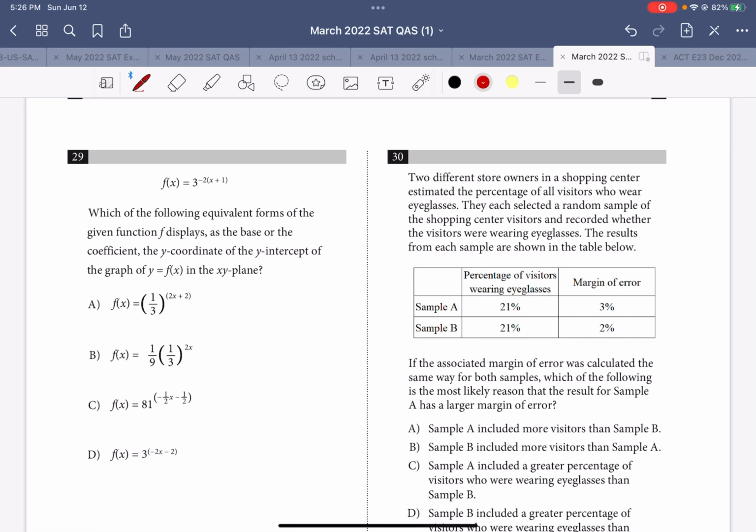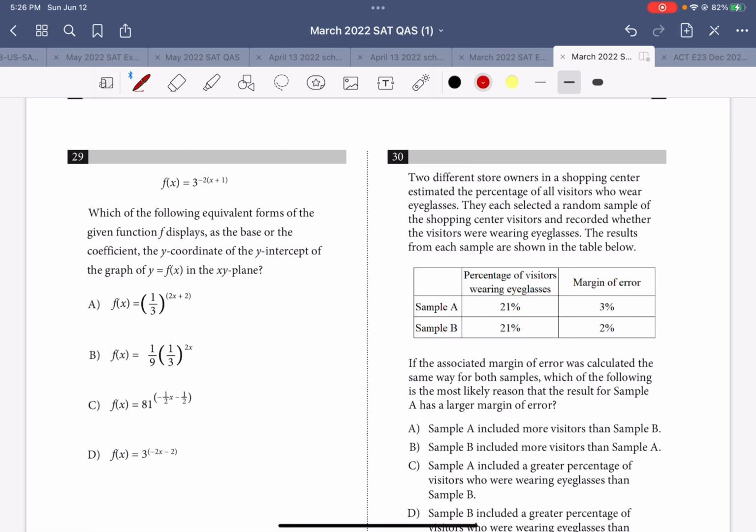So when x equals 0, what happens? 3 to the power of negative 2 times 0 plus 1 is 3 to the power of negative 2, which means 1 over 3 squared, 1 over 9. So which one displays the y-intercept? 1 over 9. It looks like this one, because I see that the y-intercept displays in the equation. Let's see, they are actually the same.